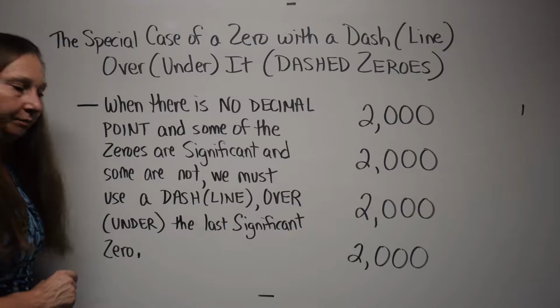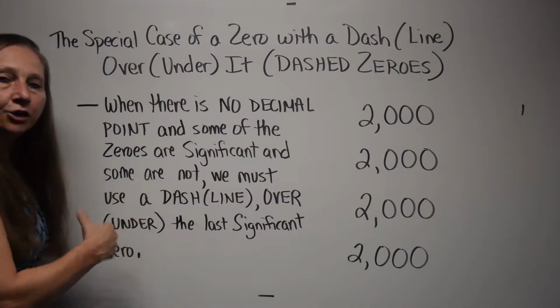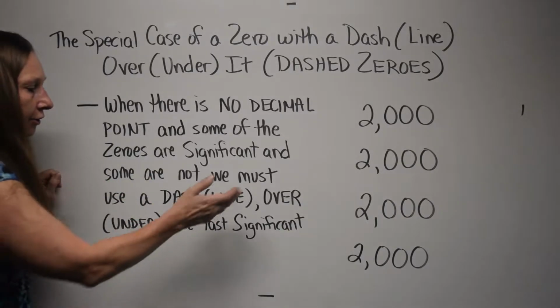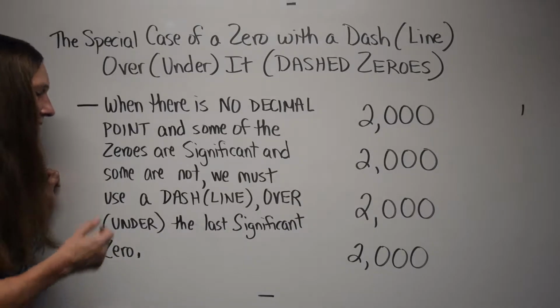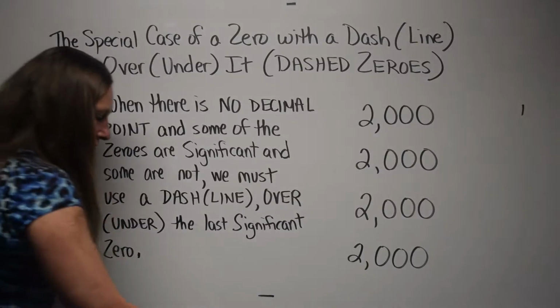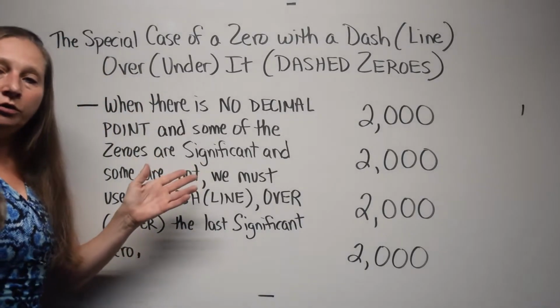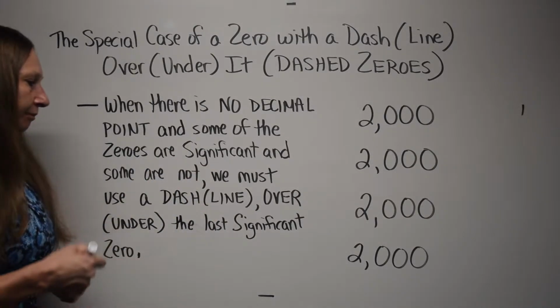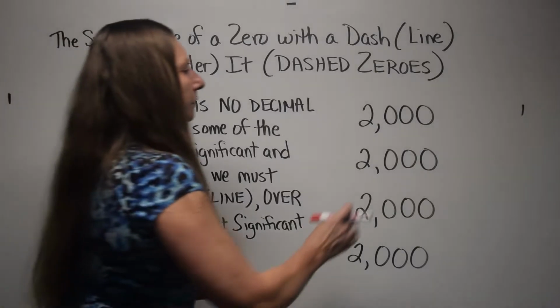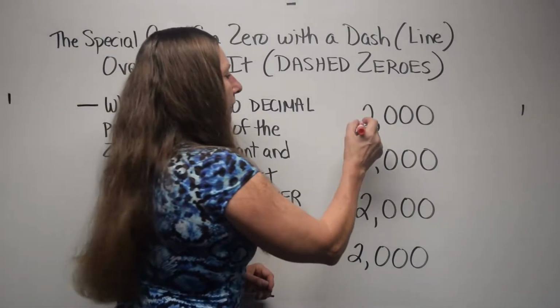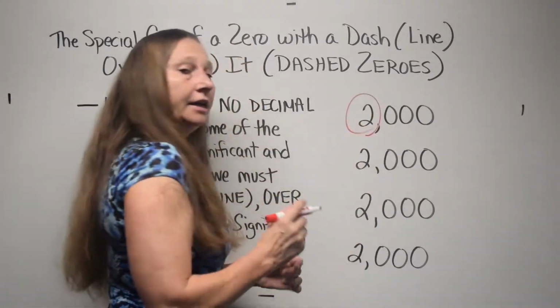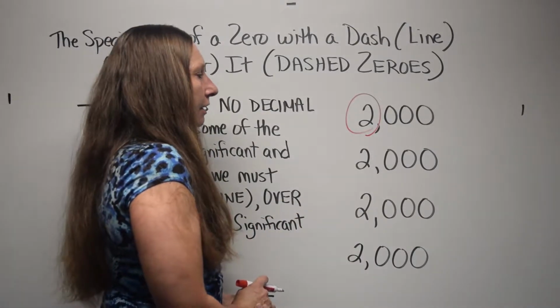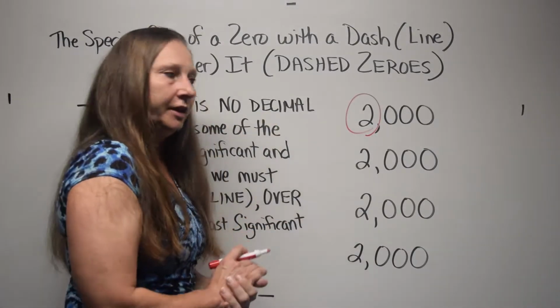So here we go. When there is no decimal, and some of the zeros are significant, and some of them are not significant, we must use a dash or a line, whatever you want to call it, either over or under the last significant zero. Some people put the dash over the zero, some people put the dash under the zero. It doesn't really matter. Either way, for this number here, the only number that is significant is the 2. This number has one significant figure.